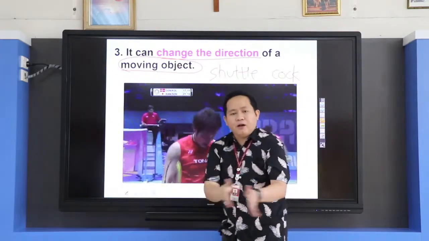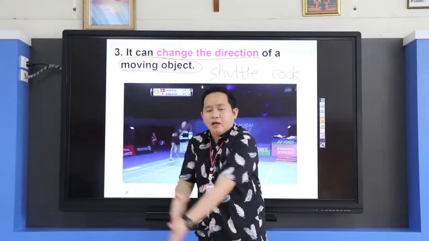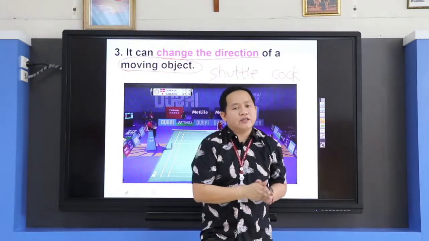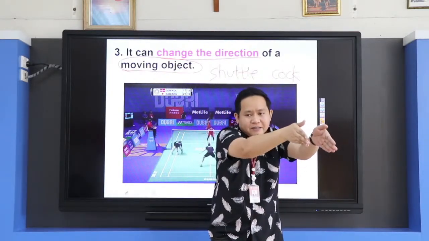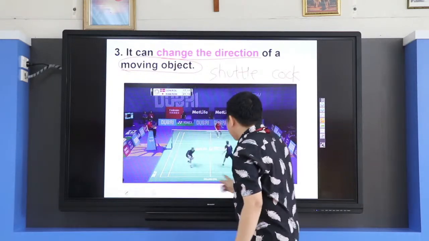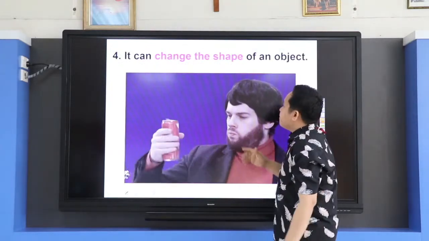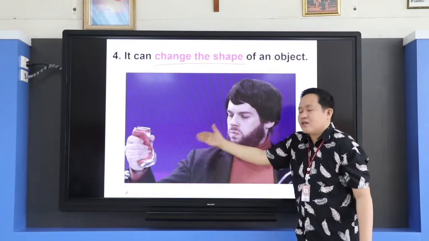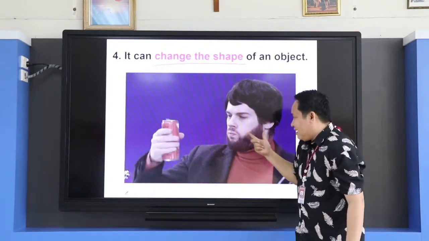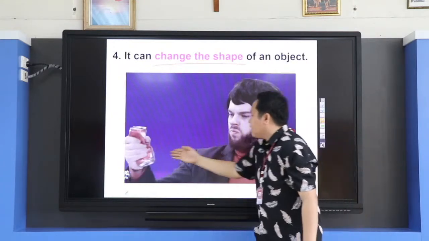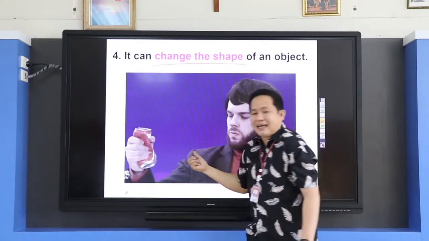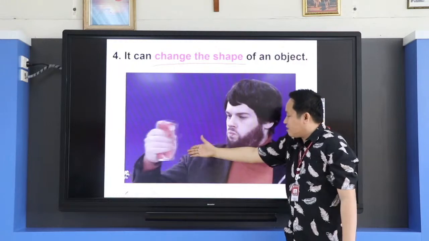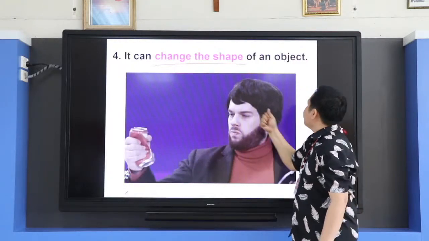Even when you play football, you can change the direction of the ball going to the goal or maybe going to your teammate but not to your opponent. So you will win the game. Number four, it can change the shape of an object like this one, crushing a can, a tin can. Tin can. This is a soft drinks can and you can crush this with the force coming from your hand.